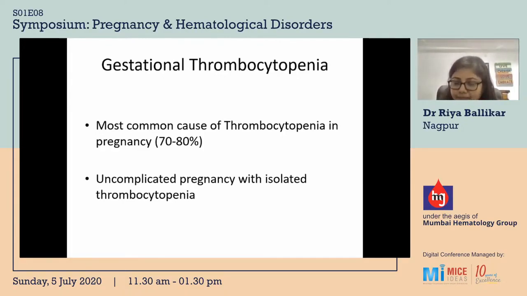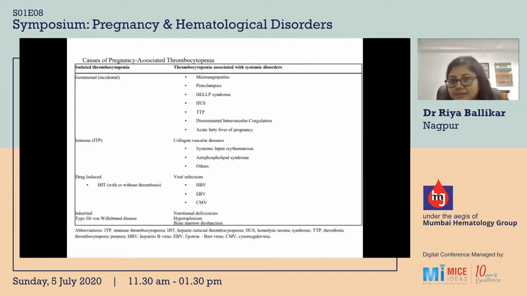And this is what results in gestational thrombocytopenia, which is the most common cause of thrombocytopenia in pregnancy. Around 70 to 80% of patients with thrombocytopenia are in fact attributed to this condition. This is important because it's a very harmless condition which will not normally cause any problem to the mother and the baby. So we should not unnecessarily subject these patients to treatment. Any uncomplicated pregnancy with borderline isolated thrombocytopenia is normally gestational thrombocytopenia.